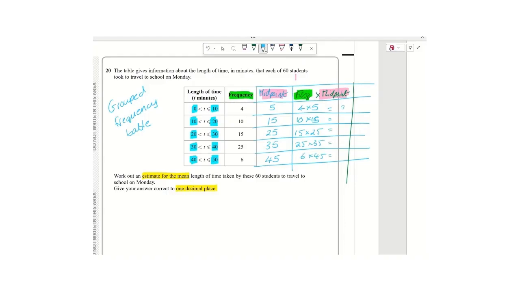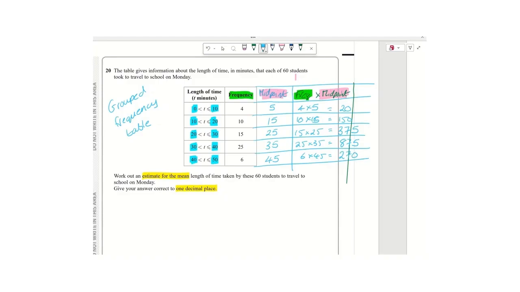And I need my calculator to do some of those. That's 20, that's 150. And I now need my calculator because that's tricky to do in my head. So 15 times 25 is 375. 25 times 35 is 875, and 6 times 45 is 270.